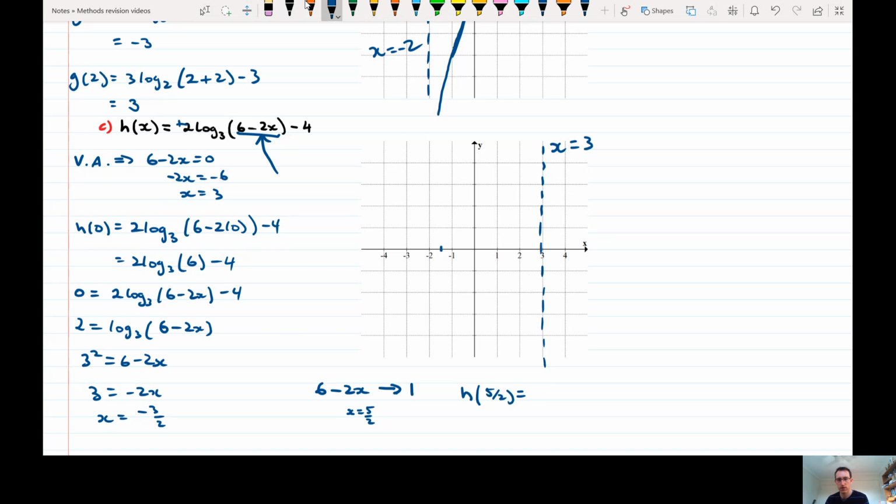So let's try h of 5 over 2. That's going to give me 2 log base 3 of 6 take 5 over 2 times 2, take 4. Now, we just said this thing gives you 1. Log base 3 of 1 is 0, so you end up with -4. So next is 5 over 2 there. You have -4 there. So it's got to go through there.